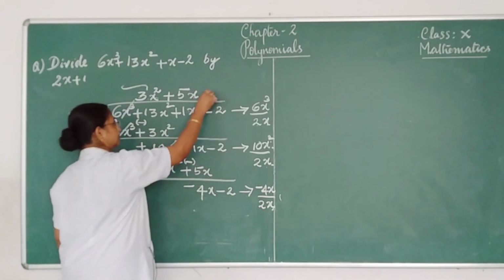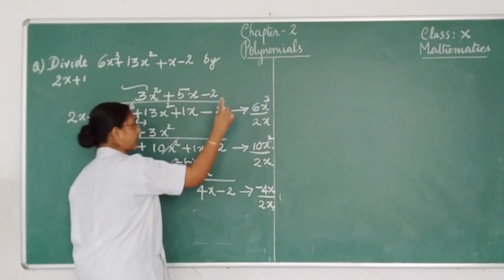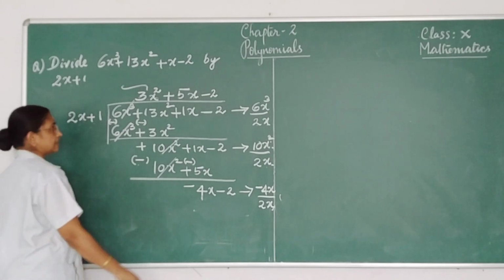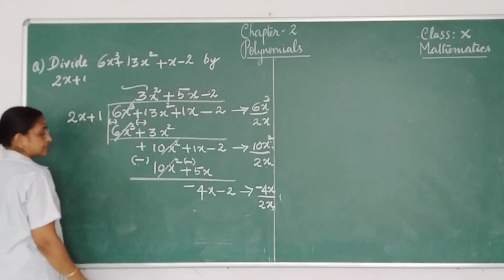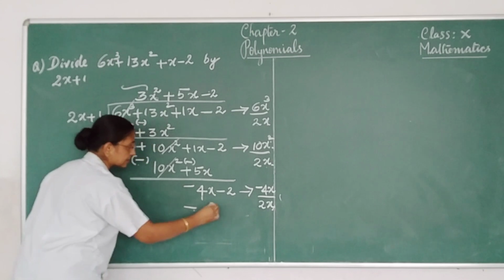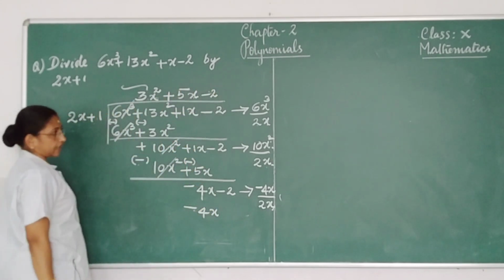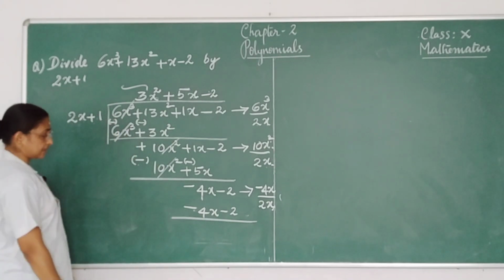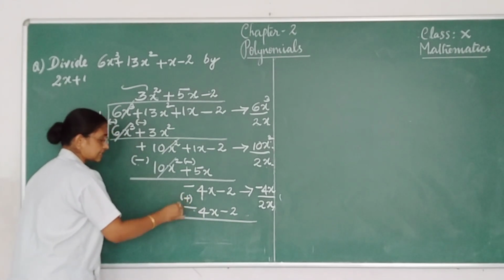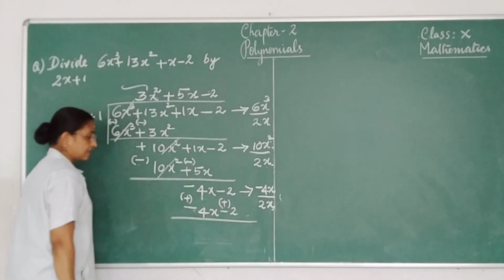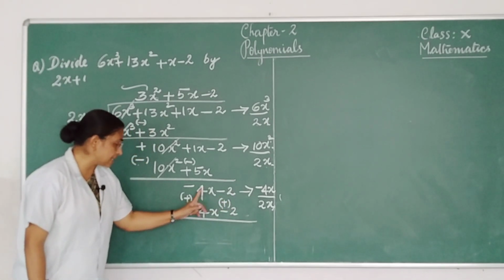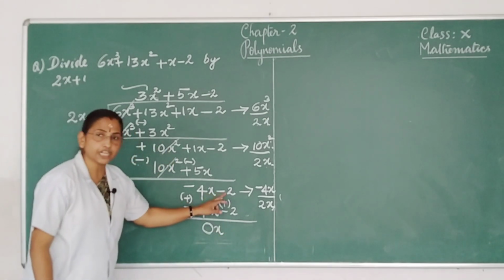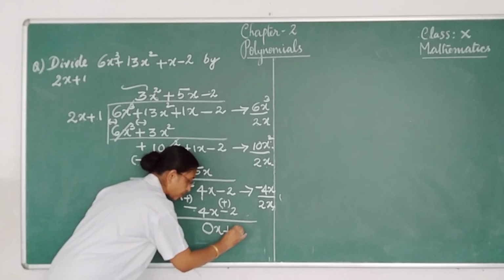Minus 2. X divided by x is 1. So, minus 2 is the next term of the quotient. Okay, we can multiply: minus 2 into 2x, minus 4x. Minus 2 into plus 1, minus 2. Now, we can subtract. Minus becomes plus, minus becomes plus. Look here: minus 4x plus 4x becomes 0x. Minus 2 plus 2 becomes 0.